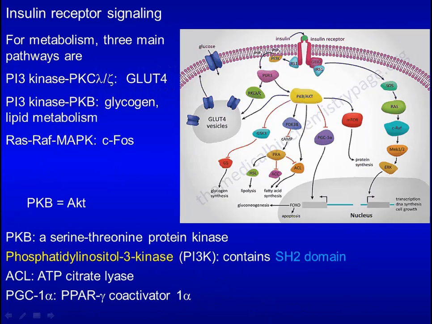3 known enzymes are the targets of this pathway: glycogen synthase, hormone-sensitive lipase, and acetyl-CoA carboxylase. The third pathway is the RAS, RAF, and MAP kinase pathway. One target gene is C-FOS, a transcription factor. Here, I want to point out that both PI3 kinase and GRB2 proteins contain an SH2 domain.